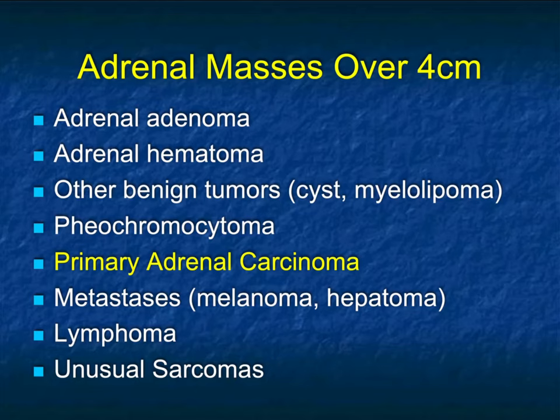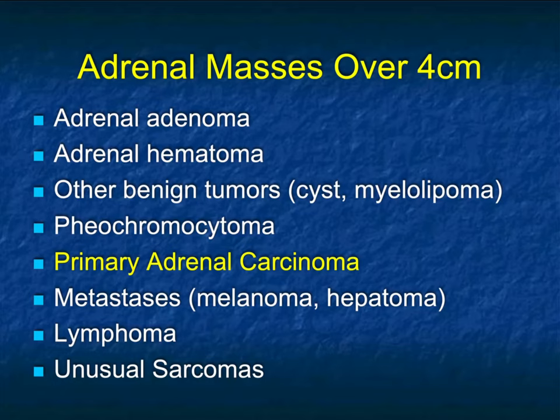Now, one of the things to remember is when people talk about incidental masses over 4 cm, they do make the point that the patient has no known malignancy. When you have a known malignancy, like a renal cell or a hepatoma or melanoma, the likelihood increases significantly, even without looking at the images, that the lesion is going to be metastatic. It's not always.